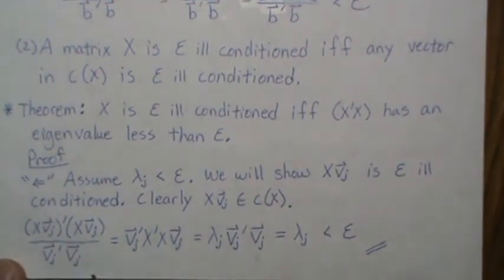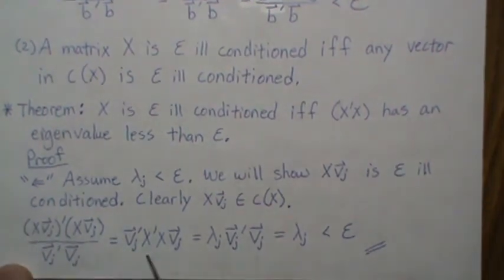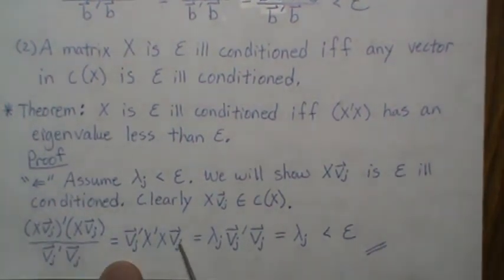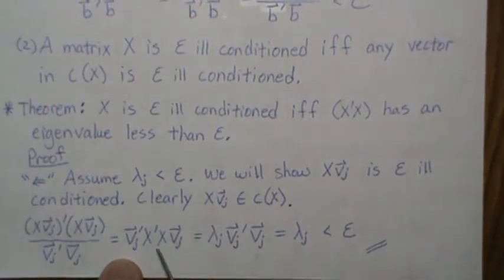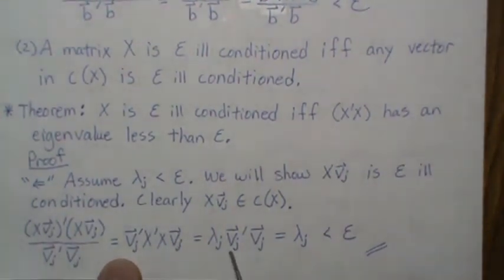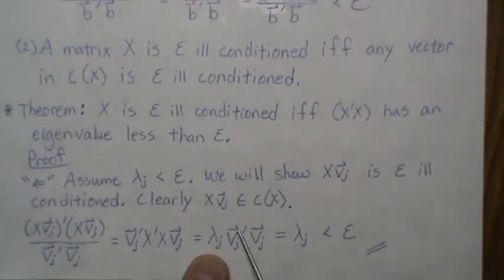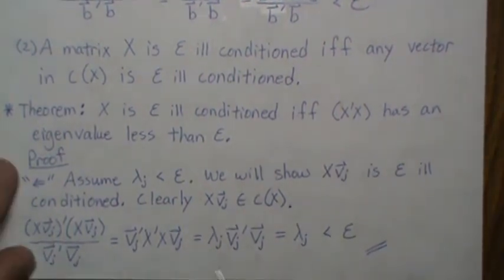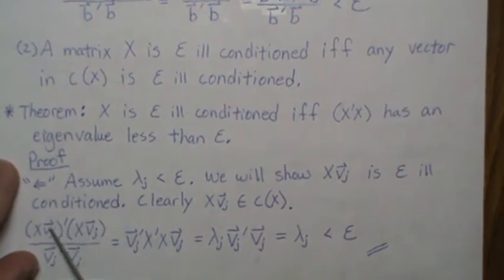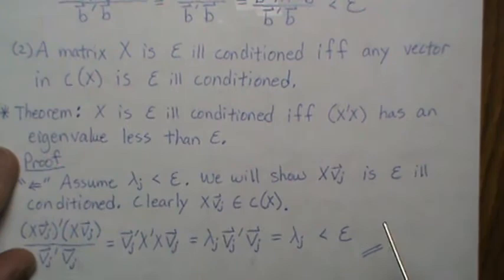That's one of those 4 definitions up there. But since it's orthonormal, this is 1, and we're just left with this. And we take the transpose in, we get this. But remember, V is an eigenvector of X transpose X. So this is equal to the eigenvalue times the vector, and then we just move it out front because it's a scalar. Well, this product is 1 because they're orthonormal, so that's lambda, and that's less than epsilon. So this vector is ill-conditioned, which says that X is ill-conditioned.